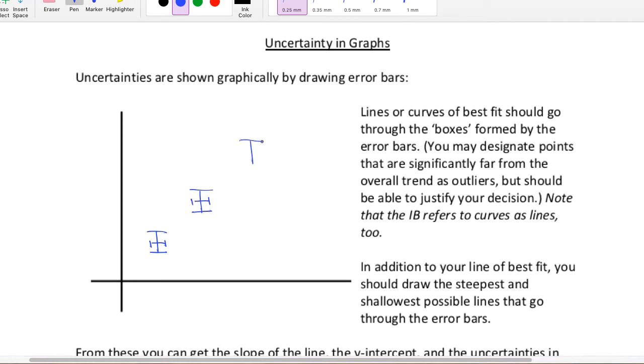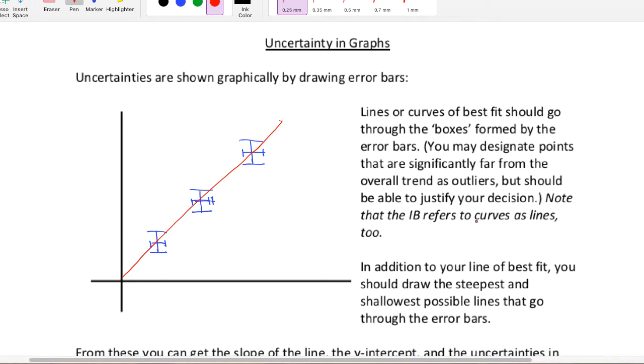Now, think of the error bars as creating a kind of box. This one I haven't drawn very well. So a kind of box like that, and your line now should go straight through each of those boxes. So imagine that my line of best fit was something like that. Okay, hard to draw straight on this, but there we go, that's my attempt.